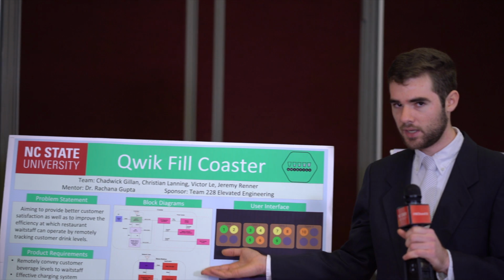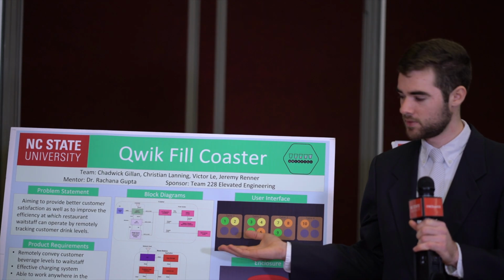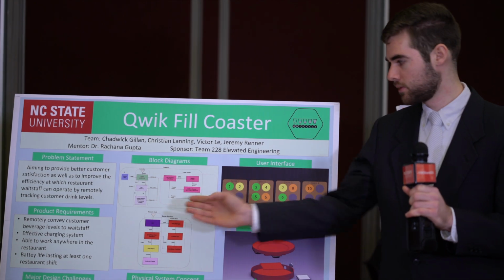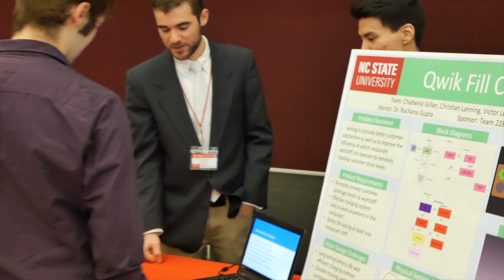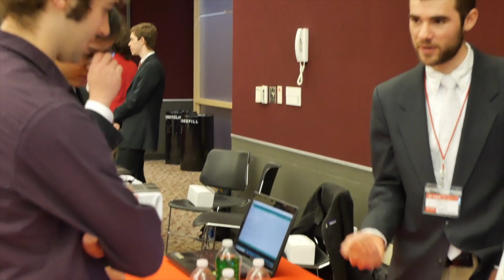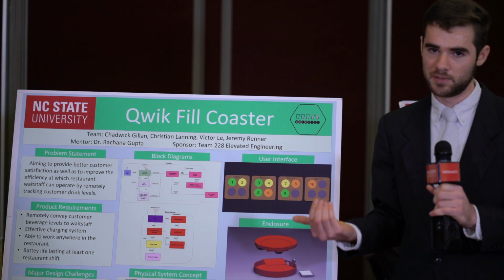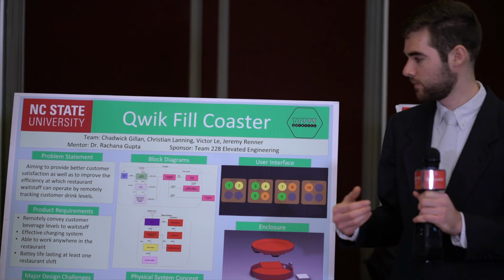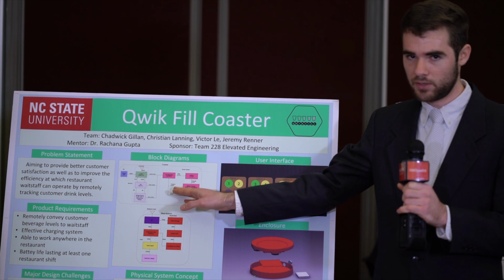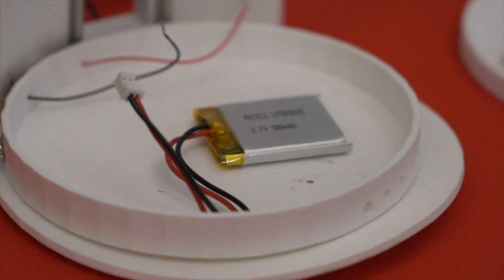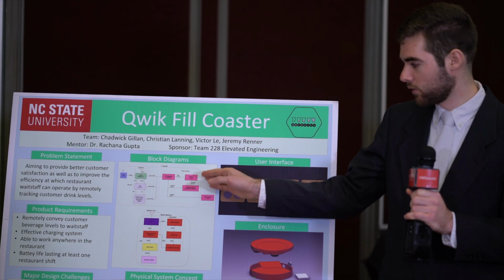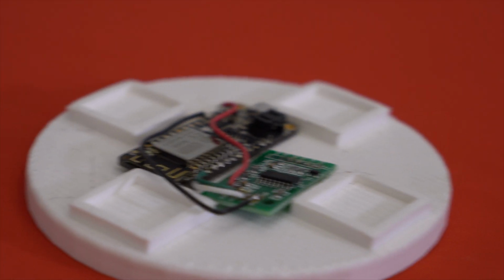So here's a block diagram of our coaster. As you can see, at the top is the coaster, and at the bottom the server app that the coaster transmits to. The coaster includes weight sensors and an ADC to get weight values from whatever's on top of the coaster. It also has a charging LED to indicate whether or not the coaster is plugged in so that the wait staff can easily see whether or not it's charging. We also have some charging circuitry over here to allow for an external plug to charge the coaster and a voltage regulator to regulate the battery voltage.